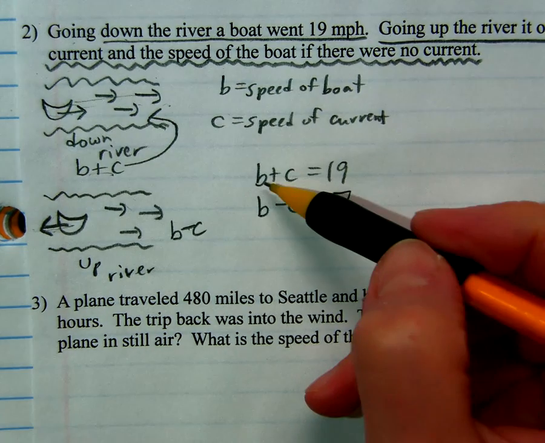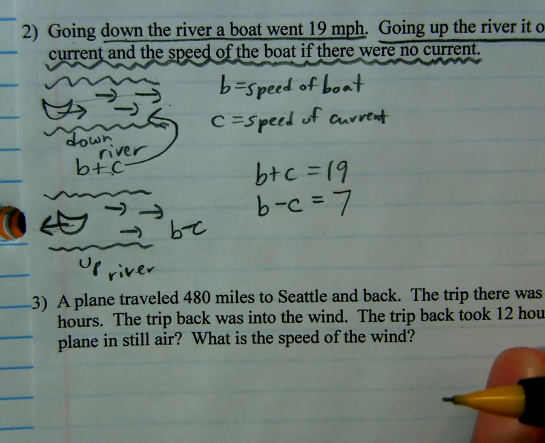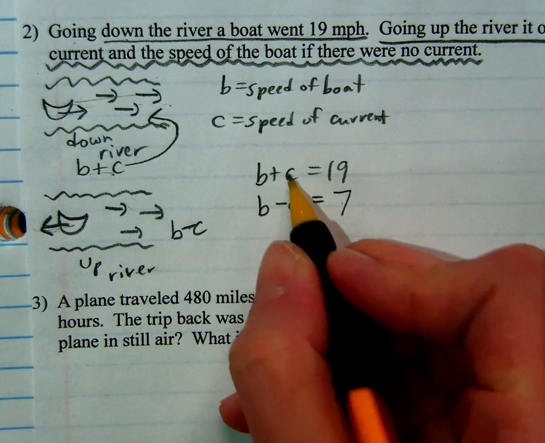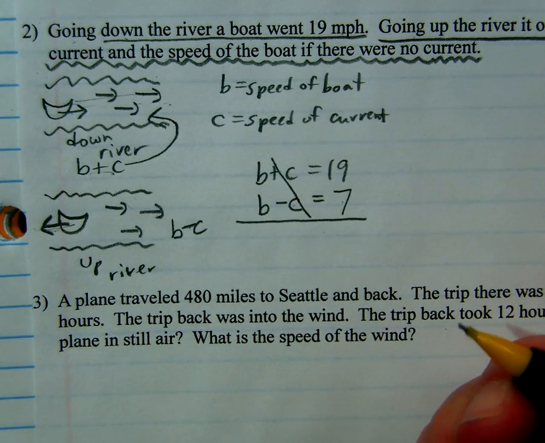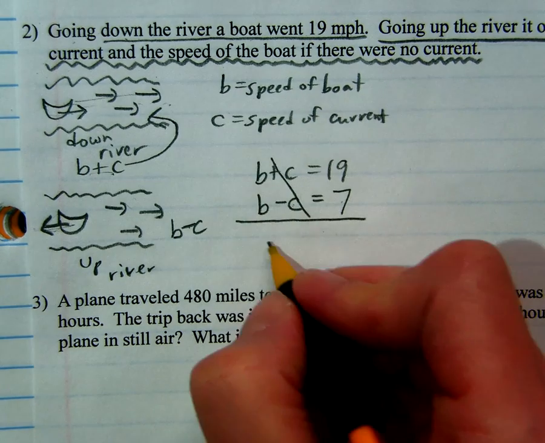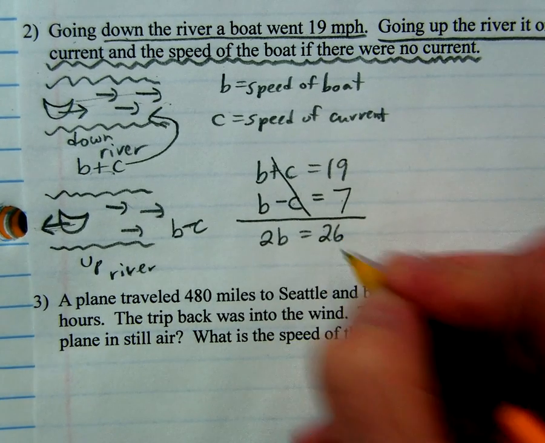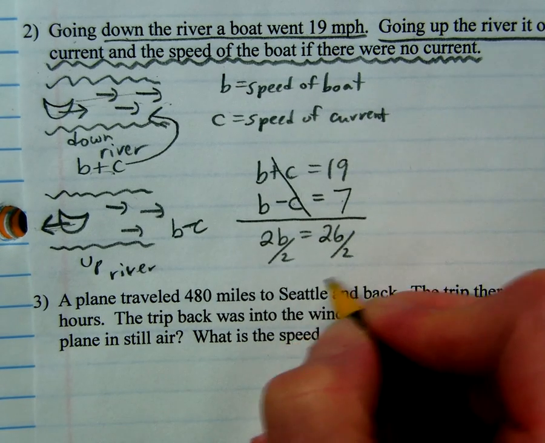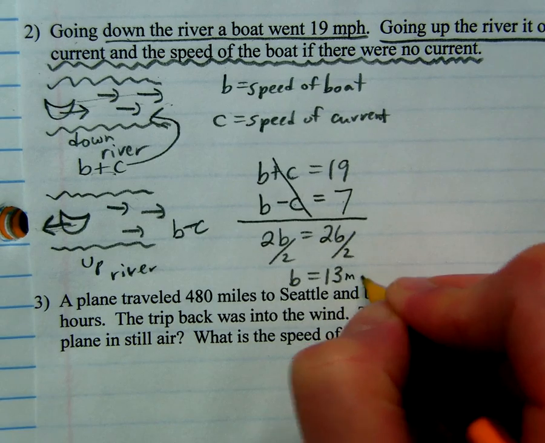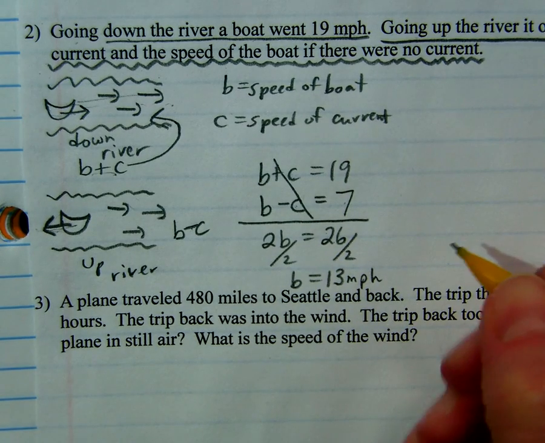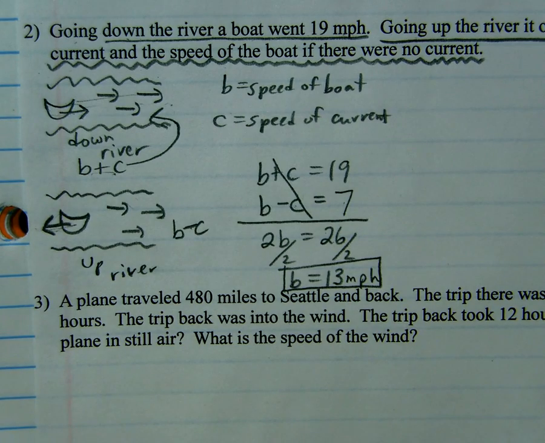And then we're going to try to figure out what the speed of the boat would be if it were on still water, and then what the speed of the current is. So if you look, we've got opposites here. We can go ahead and add those together and eliminate the current to start with. So B plus B is 2B. 19 plus 7 is 26. So if you divide those by 2, you'll find that the boat was going 13 miles per hour if it were going by itself. If there were no current and it was still water, that's how fast the boat would be going.